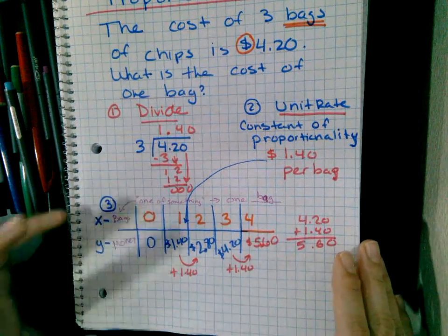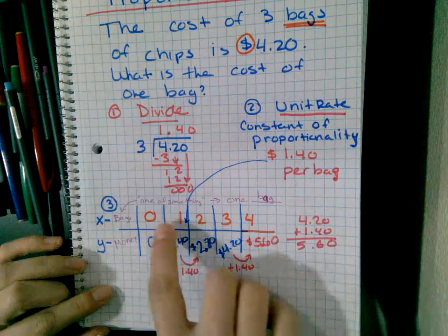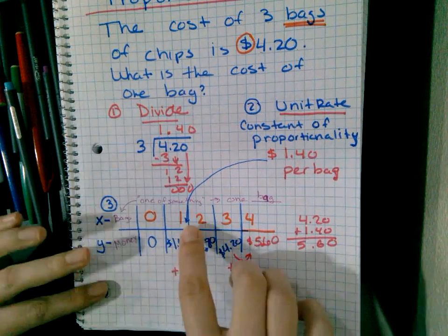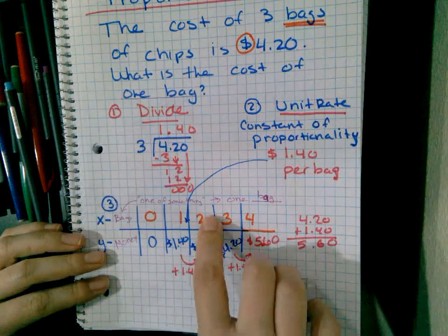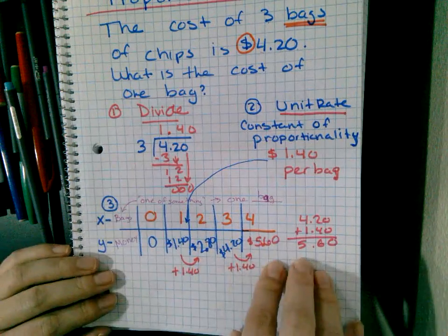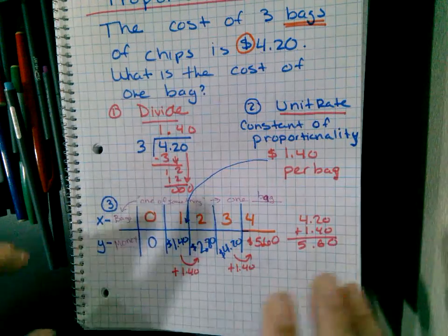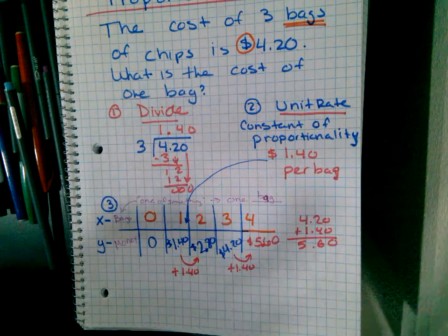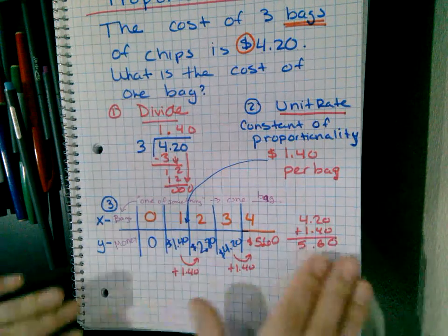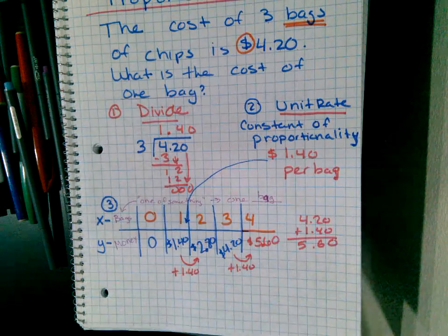And then on Monday, I taught you how to fill in the chart, right? 0 bags cost $0. 1 bag is $1.40. 2 bags is $2.80, so on and so forth, right? So we learned this on Monday. I'm going to add one more thing to your notes on each problem. We did 3 problems, so I'm going to add 3 things.